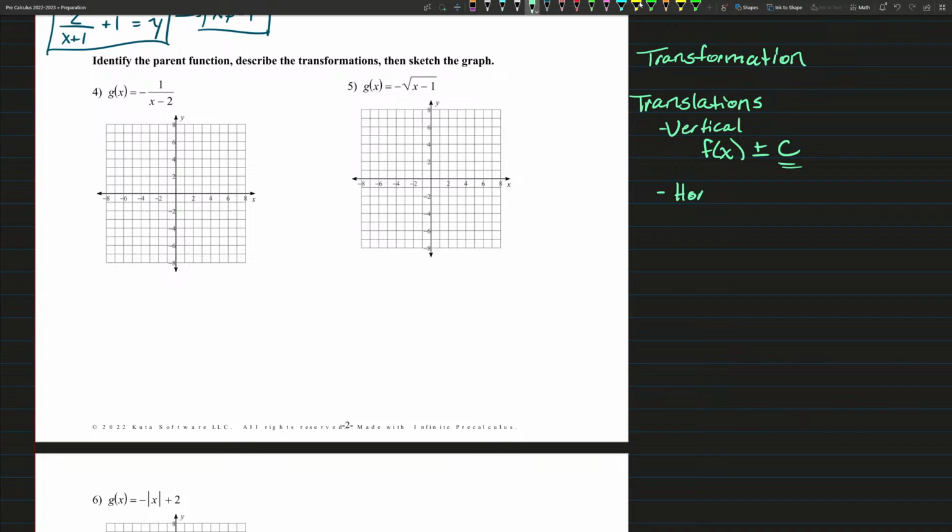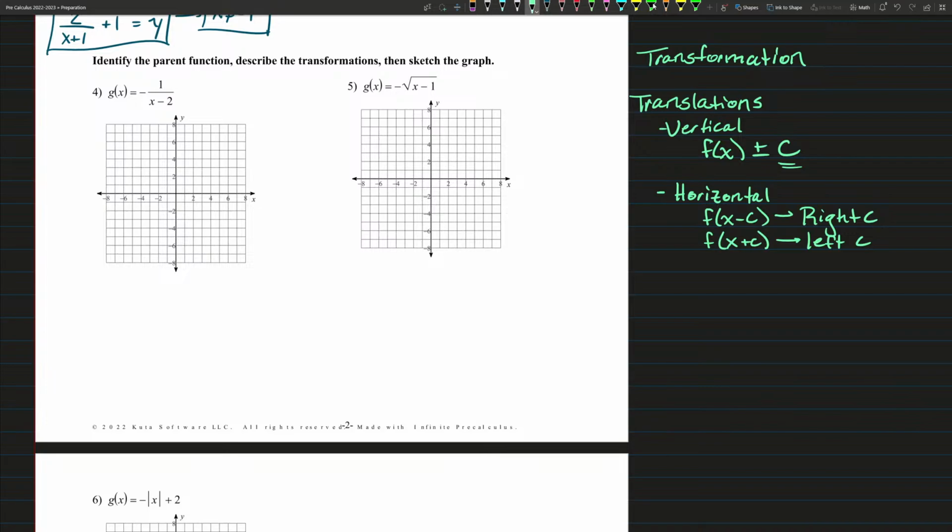Right, so for horizontal, and I'll write both of these out. This would be right C units. And this would be left C. Okay, so those are the translations.